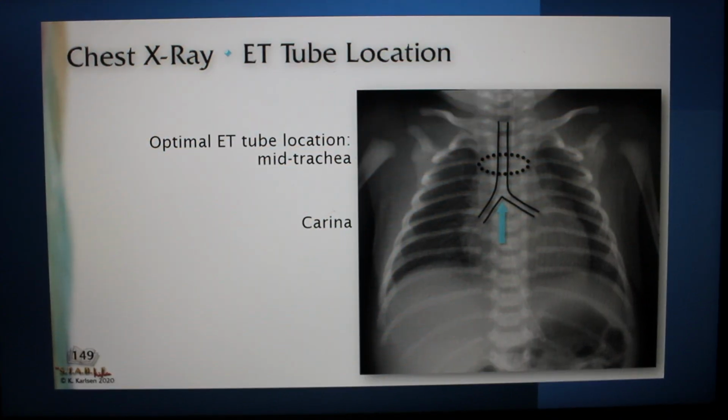So the optimal ET tube location is about mid-trachea. The carina, you can see it on X-ray. Sometimes it's hard to see, and sometimes it's easier to see if you step back a couple steps. The ET tube should be below the level of the clavicle and above the level of the carina.